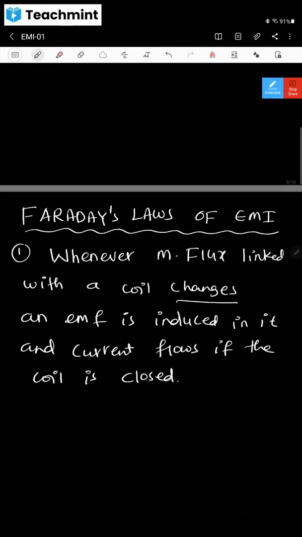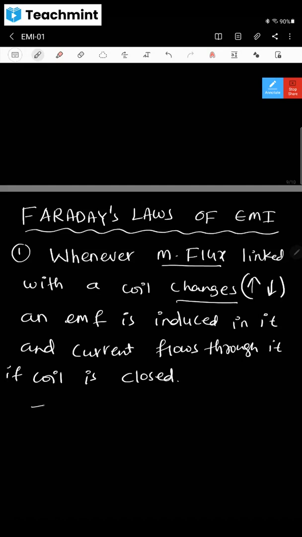Whenever magnetic flux linked with a coil changes, I mean flux should be changing. It may be increasing or it may be decreasing. Both are possible. Whenever magnetic flux linked with a coil changes, an EMF is induced in it, and current flows through it if the coil is closed. So this is the first law.